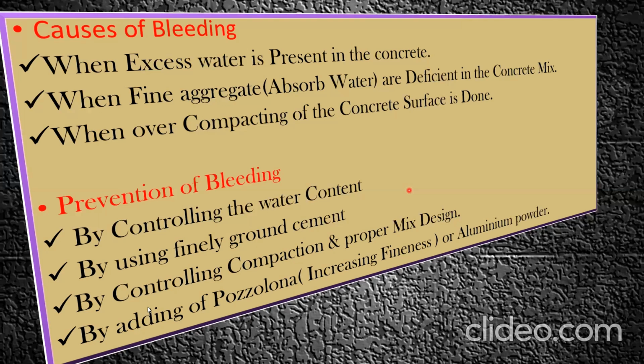And fourth is adding pozzolana or aluminum powder. Pozzolanas like fly ash and GGBS are very fine in nature, as we have already seen, even finer than the cement. Since they are finer than the cement, obviously they will try to absorb the water. So whatever excess water is there will be absorbed by the pozzolana, right? This is how you can try to control the bleeding.